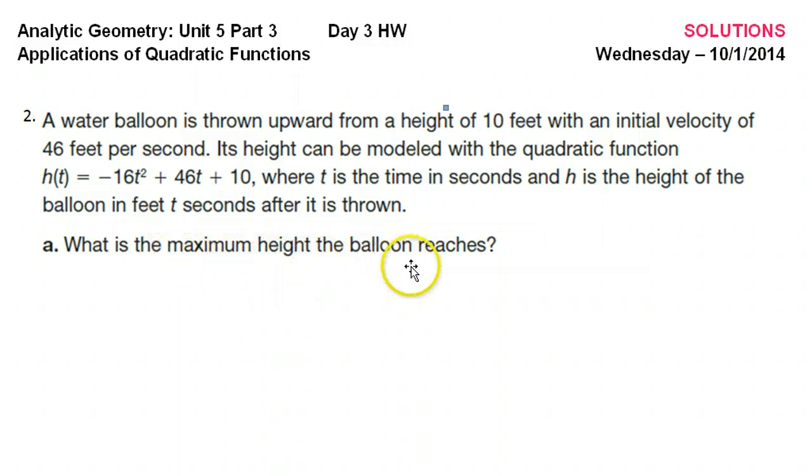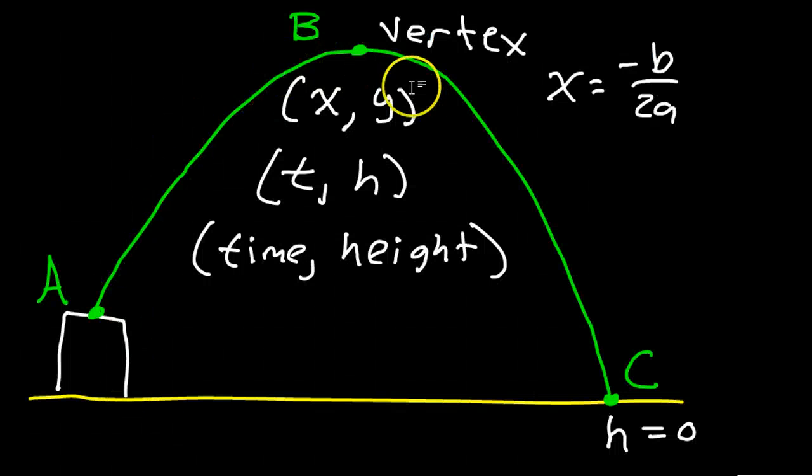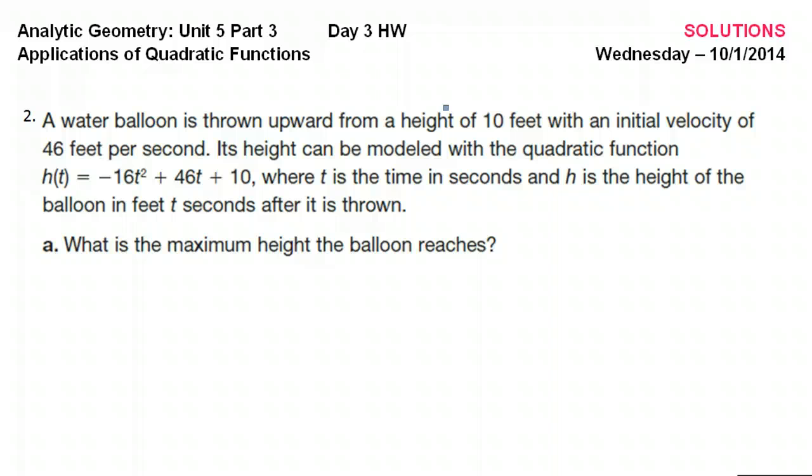So, the maximum height. Which part of the path are we talking about when we talk about the maximum height? We're talking about position B, right? That's the vertex, so basically we're finding the vertex. We're going to do opposite of B over 2A, and that'll give us the x value, which is actually time now. Then we'll find the height that goes with it.